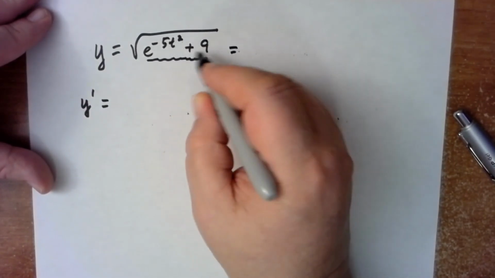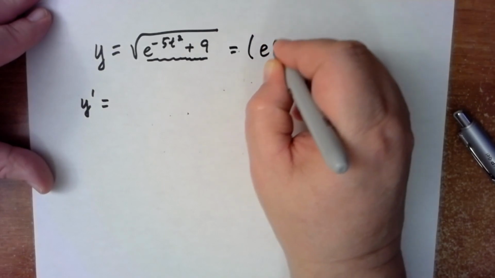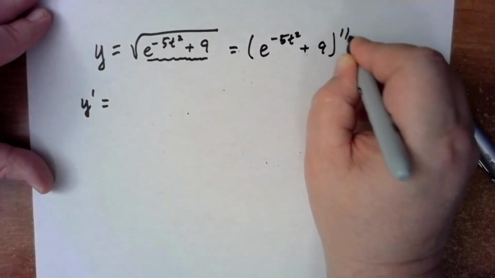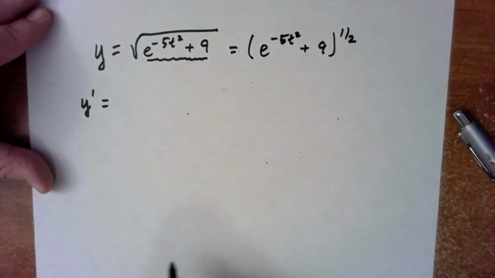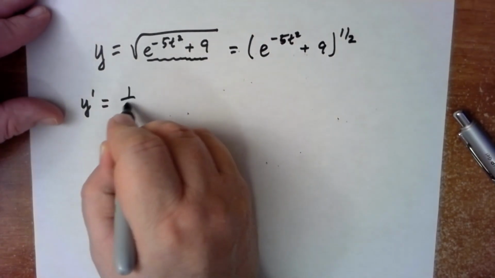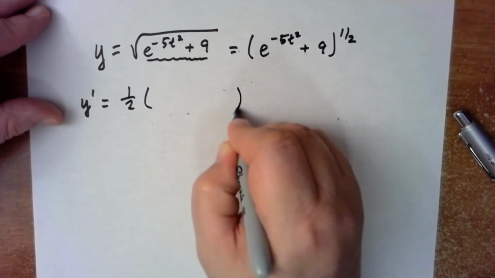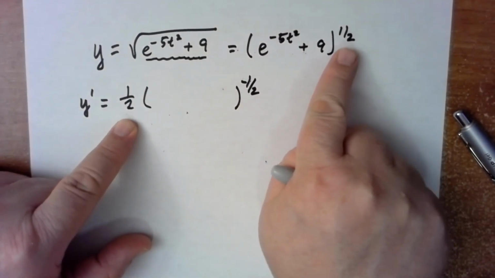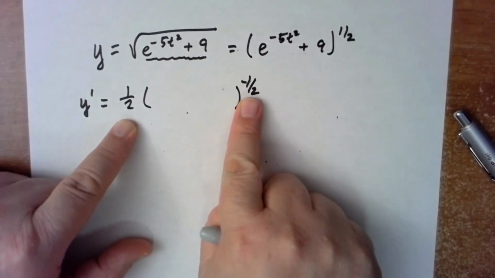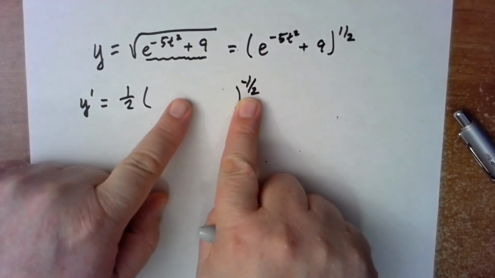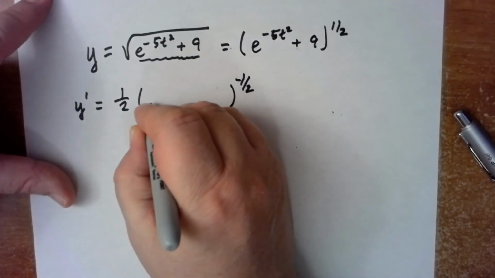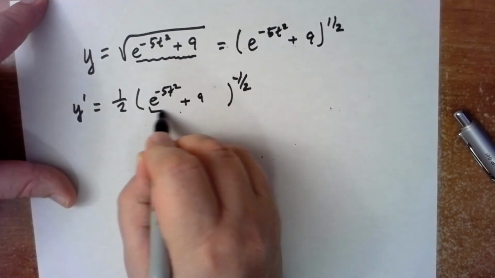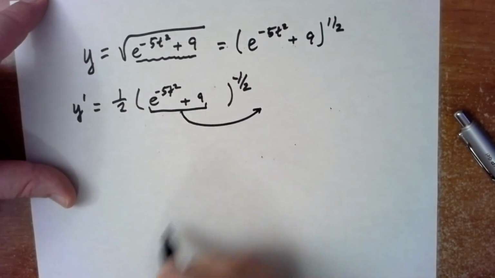we might go ahead and rewrite that square root, right? That's going to be e to the minus 5t squared plus 9 to the 1/2 power. Good. So y prime is going to be 1/2 times something to the minus 1/2, right? So this part is the derivative of that square root function, right? And so now we just put in the inside function, leave that alone, e to the minus 5t squared plus 9, and then we multiply by the derivative of that, right?